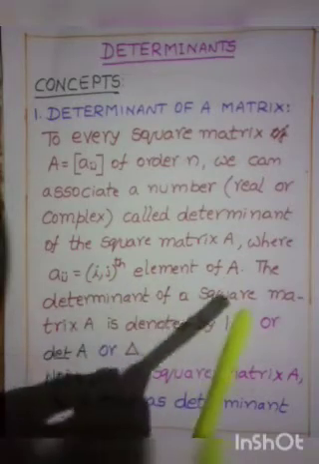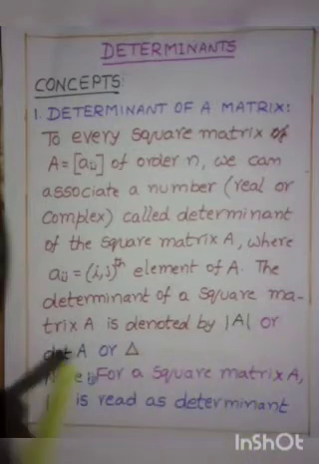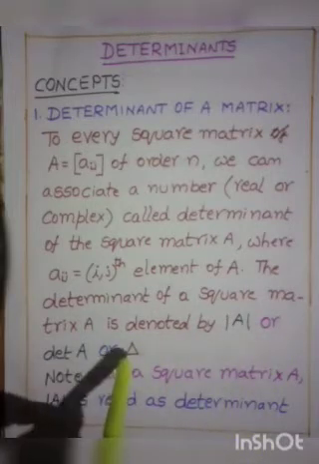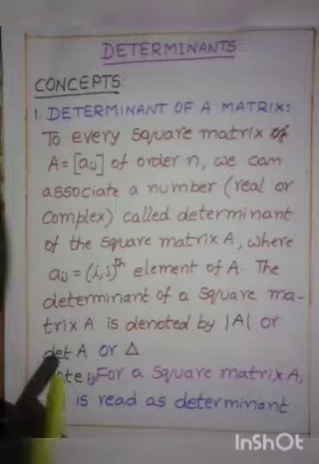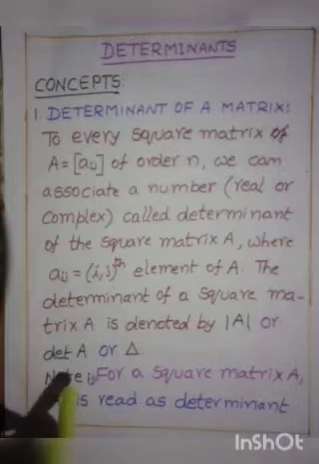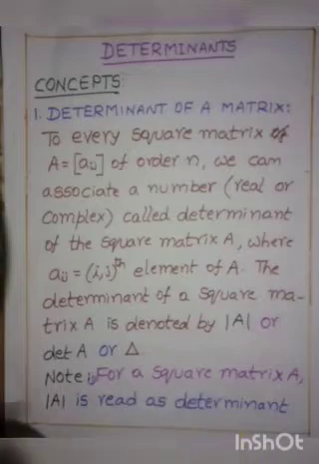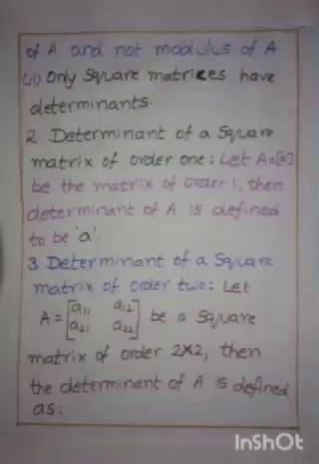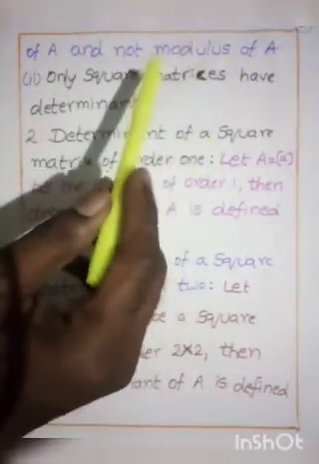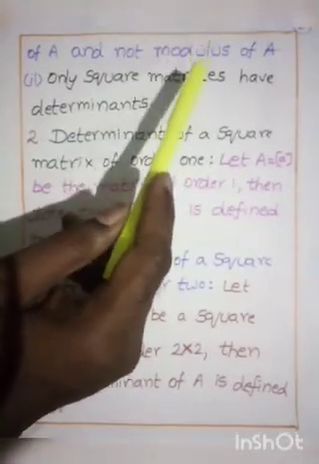The determinant of a square matrix A is denoted by det A, or |A|, or delta. We can use any one of these three notations. Now, remark this point: for every square matrix A, |A| is read as determinant of A and not modulus of A. Remember this point, my dear children. It looks like modulus of A, but we read it as determinant of A.